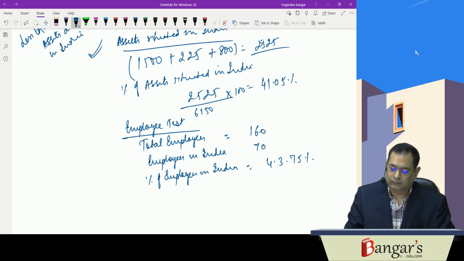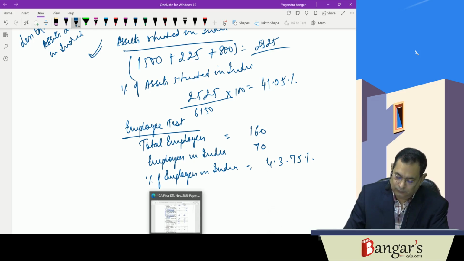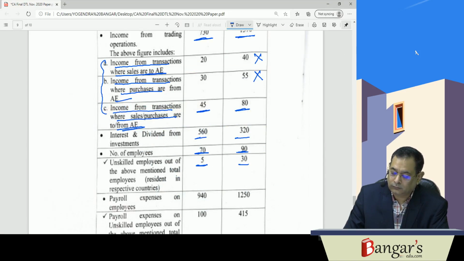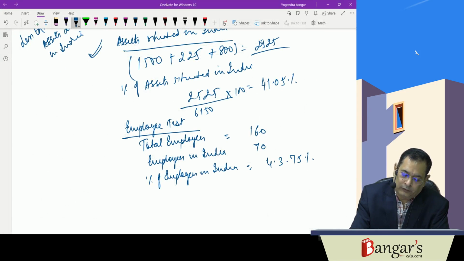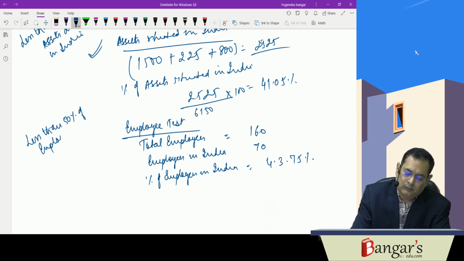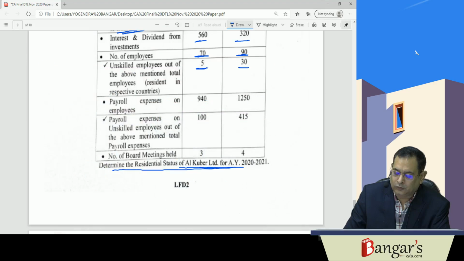43.75%. Then payroll expenses. The third test is also satisfied. Less than 50% of the employees are in India, of the total employees.